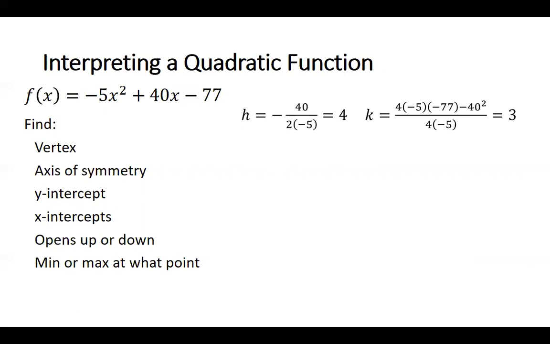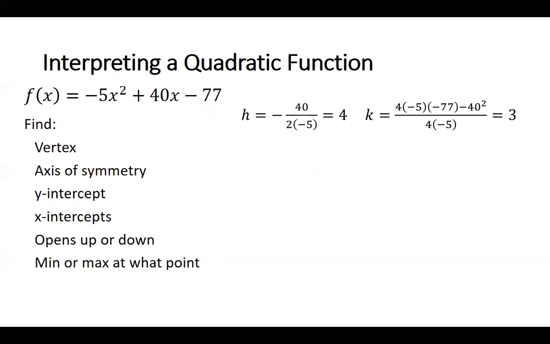Working through these, we have our formulas for the vertex, so we can find h equal to negative b over 2a. So h equal to negative 40 over 2 times negative 5, which reduces to 4. And k equal to 4ac minus b squared over 4a. So 4 times negative 5 times negative 77 minus 40 squared over 4 times negative 5, which gives us 3.